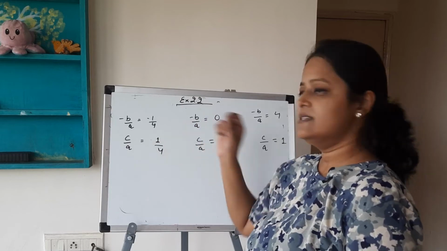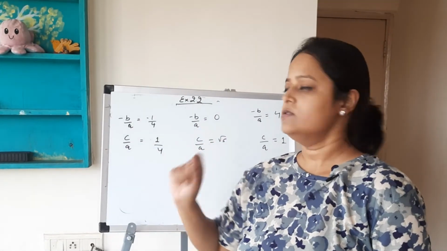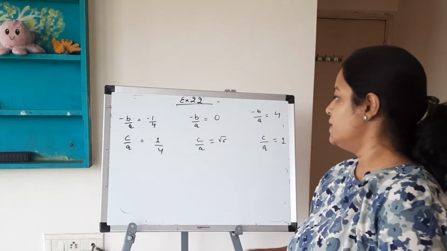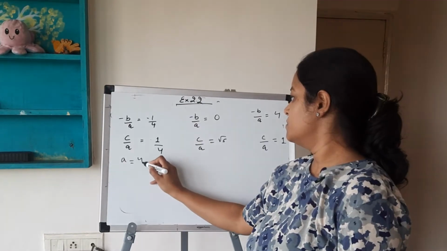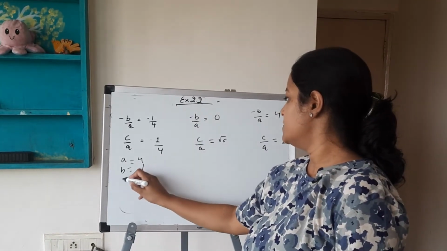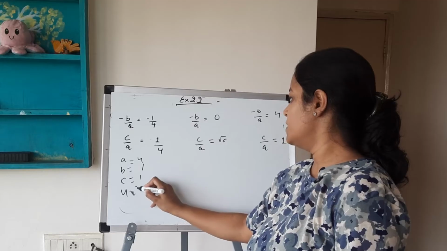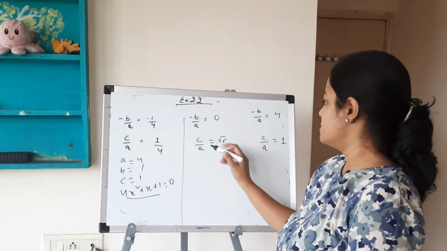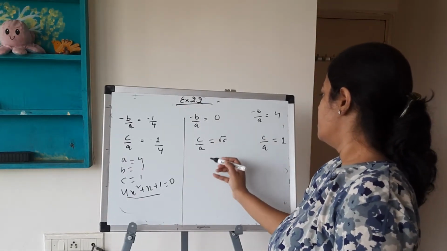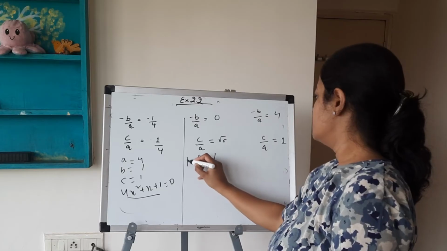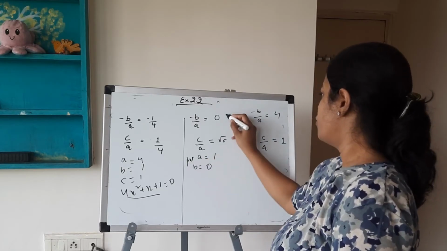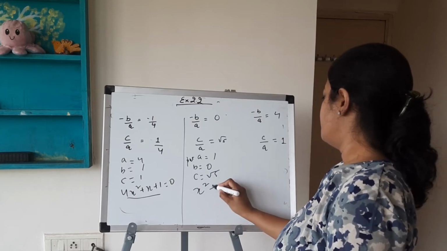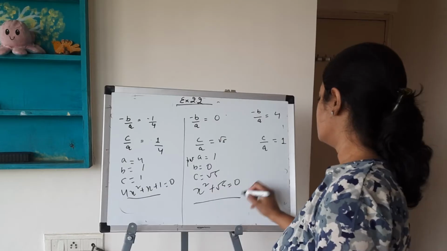Again, the sum of the zeros specified here is basically what it is, right? So we are going to do it quickly: put a equal to 4, b becomes 1, c equal to 1. So what is this? 4x square plus x plus 1 equal to 0. This is what it becomes. Done. Next, you can just put a equal to 1, b is 0 from this, c is equal to root 5. So x square plus root 5 equal to 0.